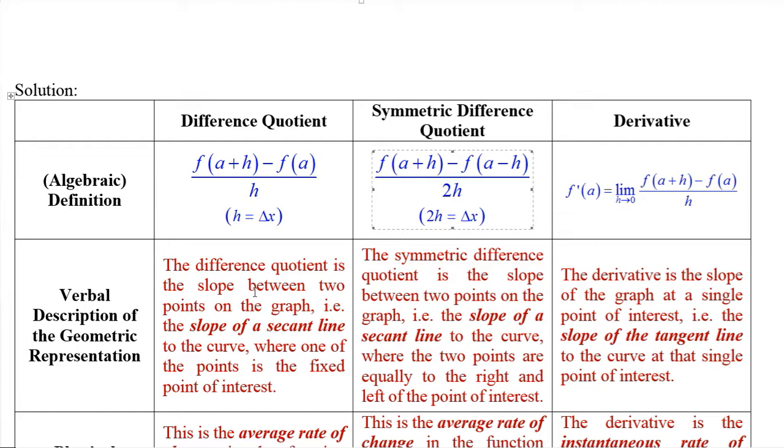Well, the difference quotient is a slope between two points on the graph. So it's a slope. It does go from two points. In other words, it's a slope of a secant line. So that's the key thing that you want to remember there, slope of a secant line.